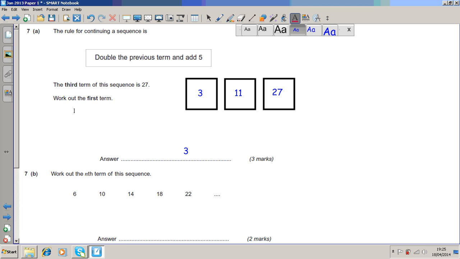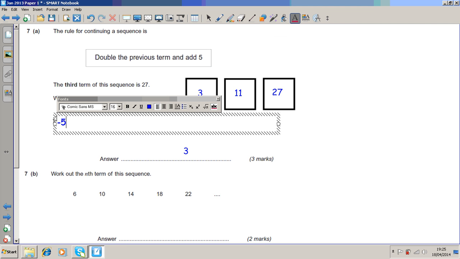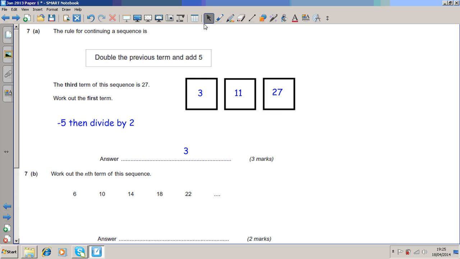Alright, I guess in terms of working out for that one, you could say what you're doing. So you could say minus 5, then divide by 2. Although I don't think that would be necessary to get the full marks on that one. I think what I did before would be fine.